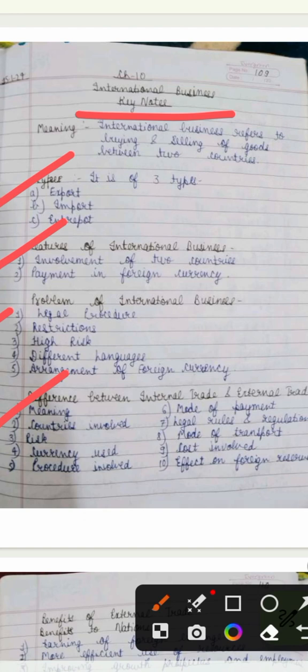This chapter is very important from a business perspective. If any business wants to deal in goods or services with a foreign country, they have to keep all these points in mind. I also want to include one important topic here: international business versus domestic business. For example, the nationality of the buyer and the seller. In domestic business, they have the same nationality, but in international business, both have different nations.